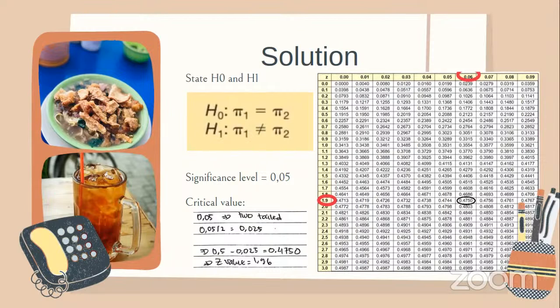1.96. Now I'm going to explain how to find the z value. We look for the black circle, that is 0.4750, which is in the same row as 1.9, and the top column is 0.06. So we add them, and the result is 1.96.